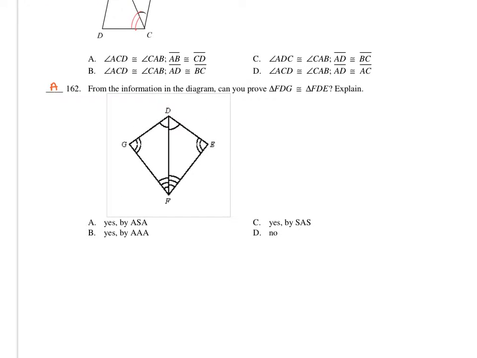162, from the information, can you prove that the two triangles are congruent? Not by angle, angle, angle, even though all three are given, but we do have the reflexive side, so this would be angle, side, angle.